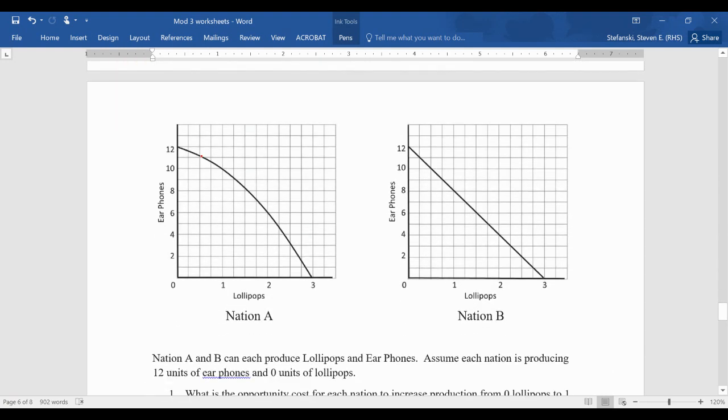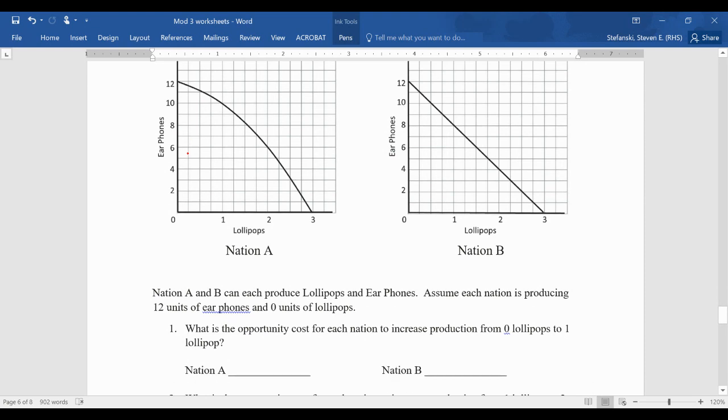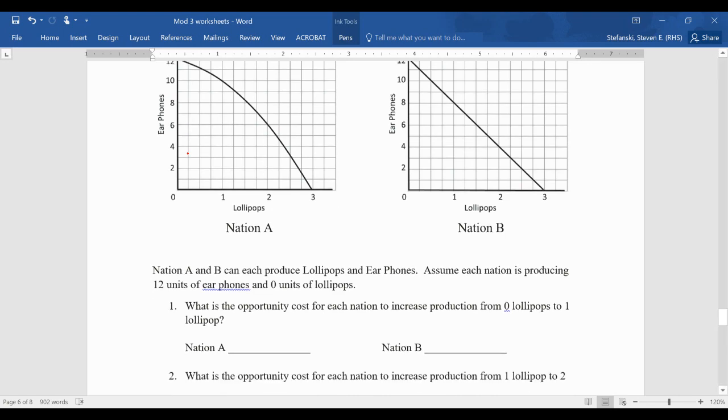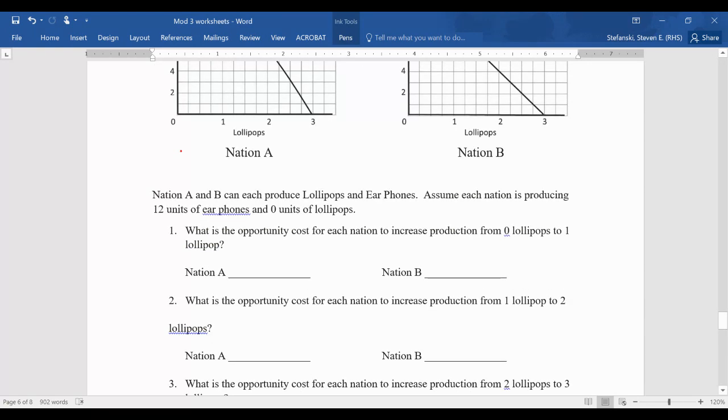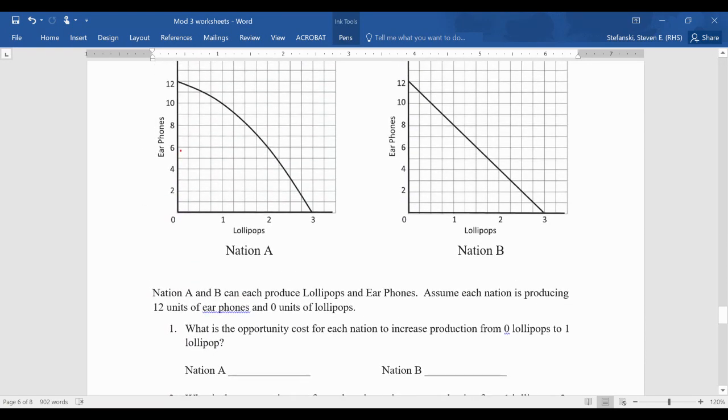Now it says you have two nations, nation A and nation B, and it asks you between earphones and lollipops. So it's going to ask you to calculate opportunity costs. Let's take a look here. It says nation A and B are each producing lollipops and earphones. Assume each nation is producing 12 earphones and 0 lollipops. So if they're both producing right here, boom and boom.